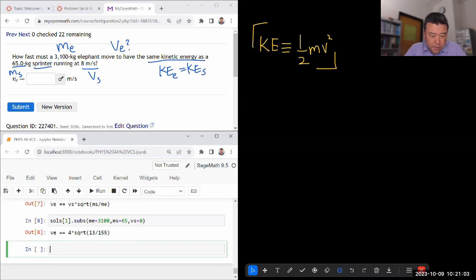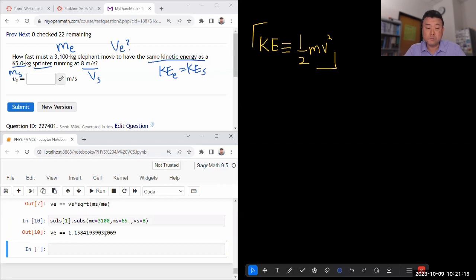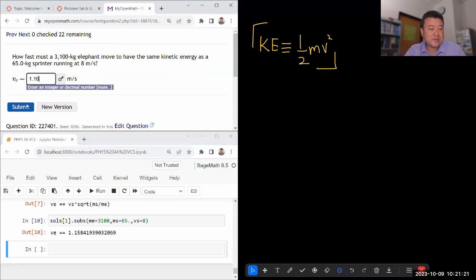Let me make one of these decimal approximated. That'll force it to, oops, wrong one. I need this to be decimal approximated. Okay, yeah, now I have the decimal approximation, 1.16 meters per second. I guess that makes sense.